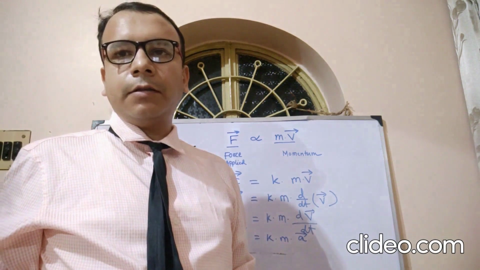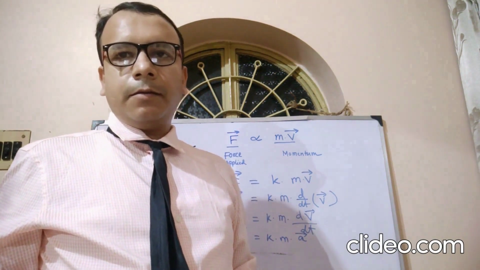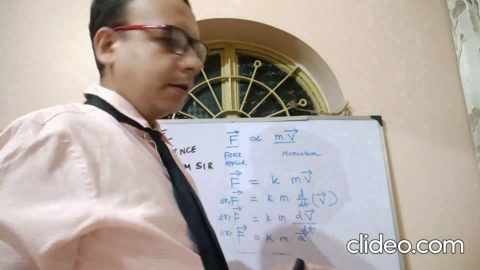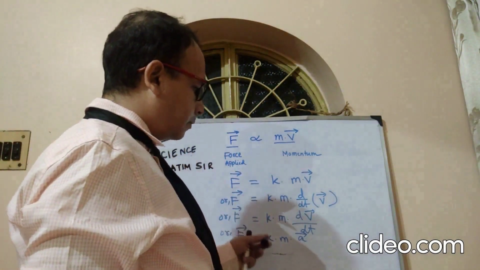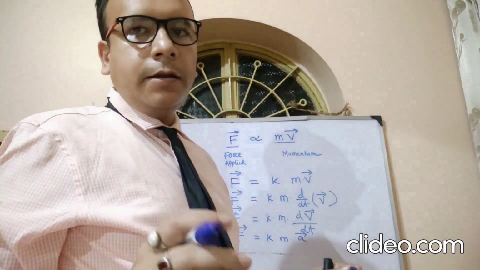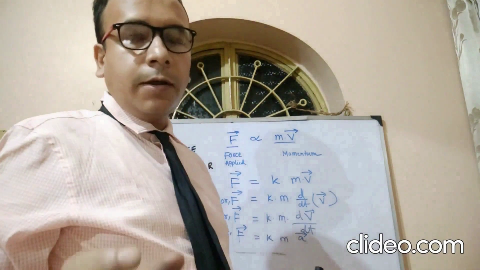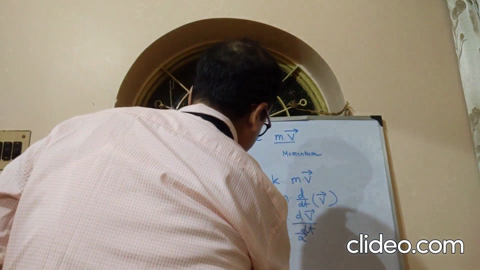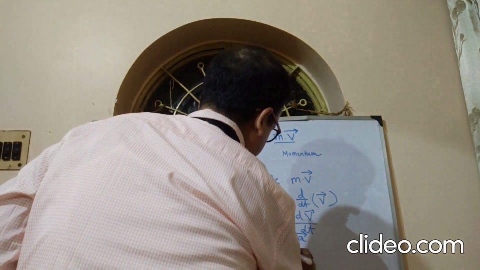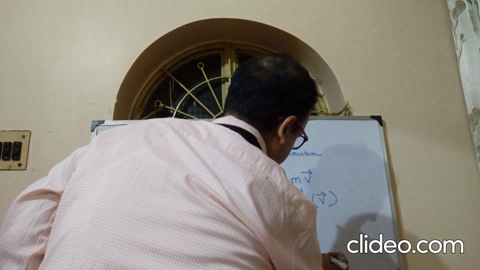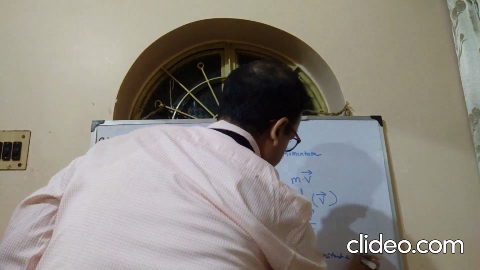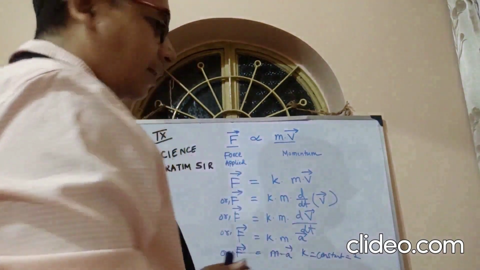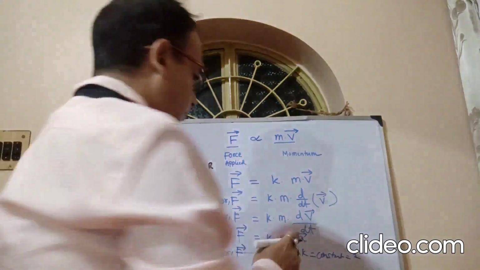d/dt gives the rate of change of the velocity. So F vector is equal to k into m into a vector. Now if on both sides all are in unit, unit means 1, all are 1, then F vector is equal to m into a vector. Here k is the constant and the value of k is 1. So F vector is equal to m into a vector. So this is the mathematical expression of Newton's second law.